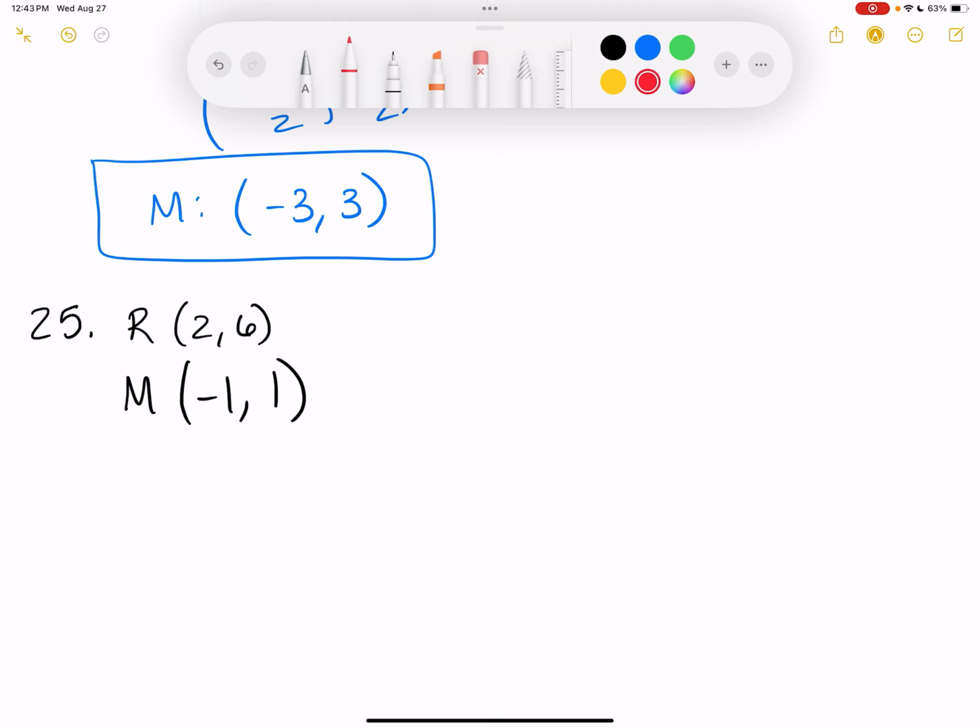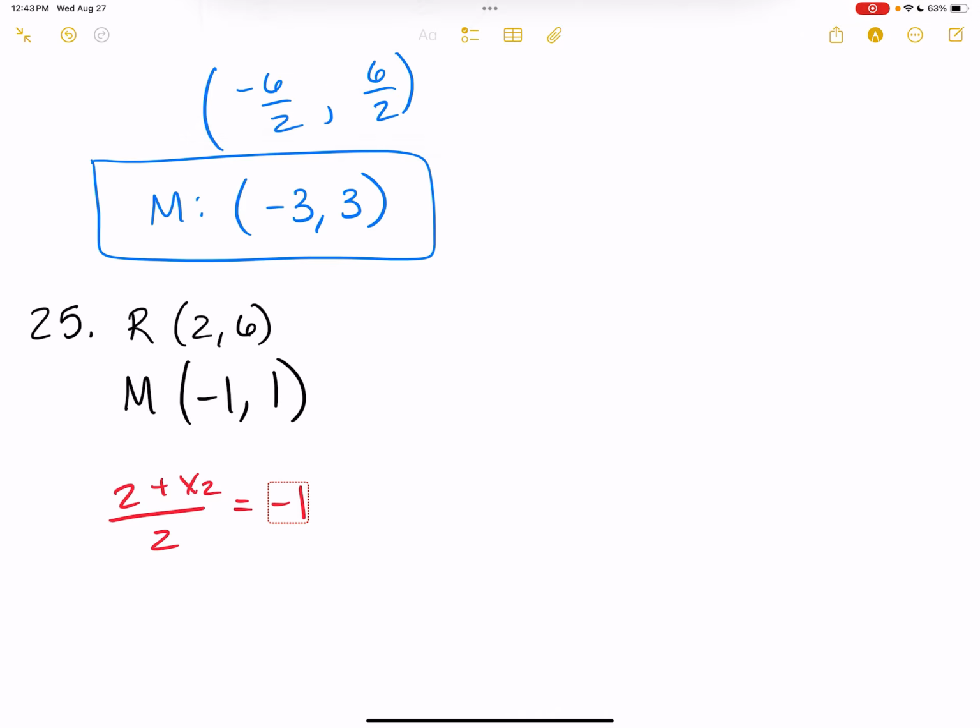So I'm going to have basically x1 plus x2 over 2 is equal to -1. I'm going to replace this x1 with my x from the R coordinate, so that's going to be 2. And then I'm going to do the same thing for y. So I'm going to go ahead and set it up, and then I'll work them both down. So y1 plus y2 over 2 is equal to +1. But I replaced y1 just like I did the x1 with 6 from the R coordinate.